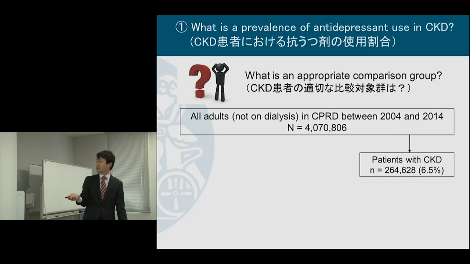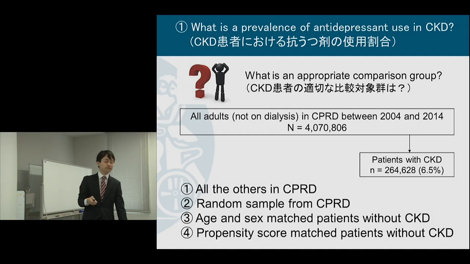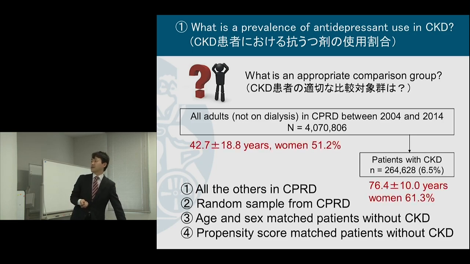What I did was I had 4 options. One, all the others in CPRD. The second option was a random sample from CPRD. The third option was age and sex matched patients. And number 4 was propensity score matched patients. First, I felt like choosing number 1 or number 2. But what I found was the age and sex distribution was quite different between the groups. So if I chose number 2, it's maybe no different from comparing older people and younger people about antidepressant use.